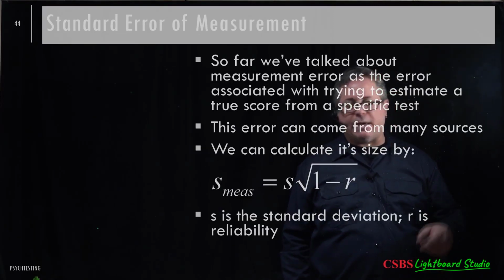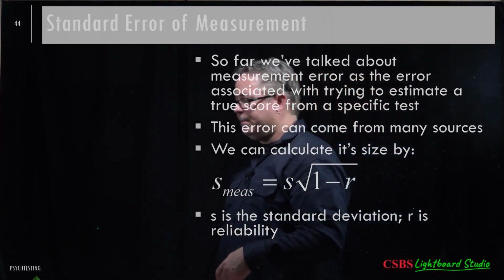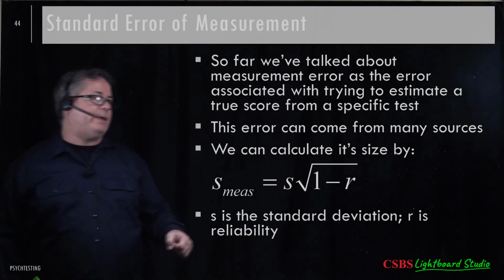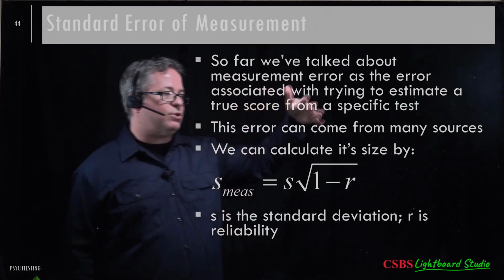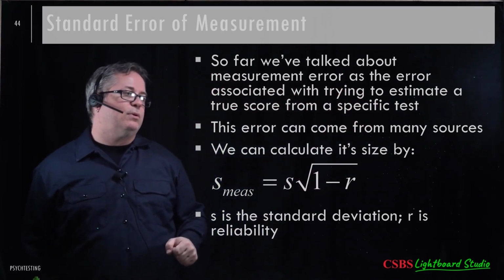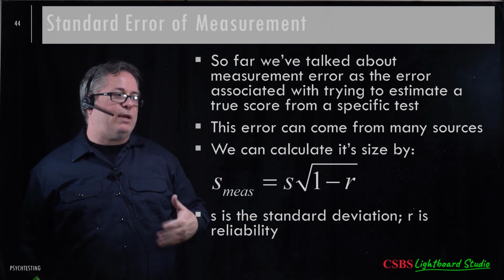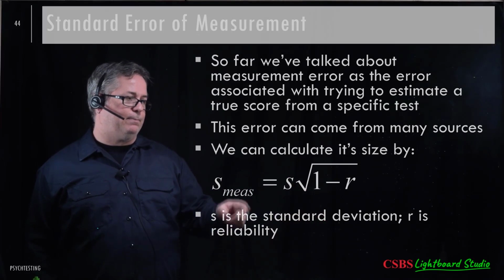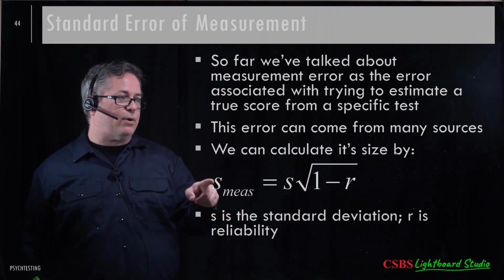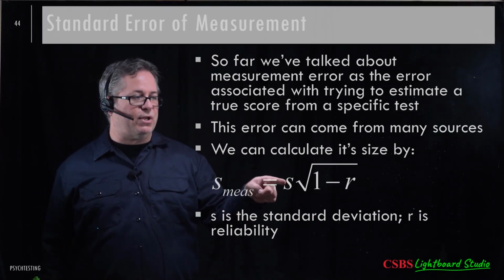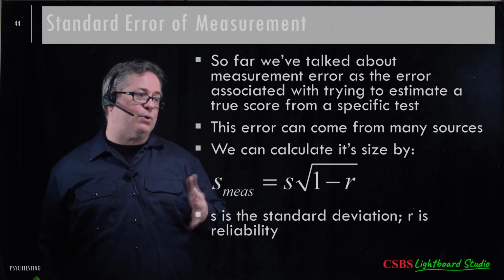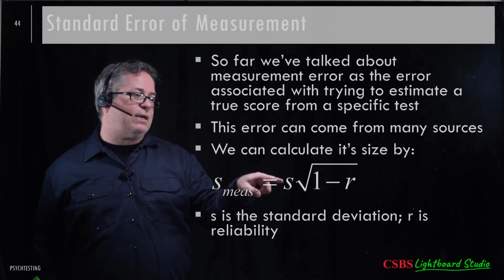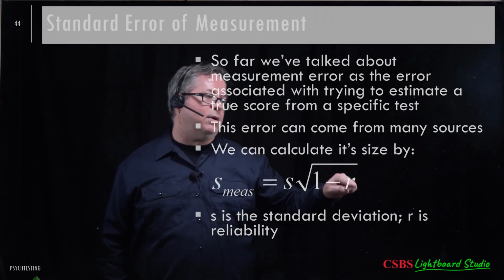So one of the things we talked about was error in these measures. How do we figure out a way to measure that error? So far we talked about measurement error as the error associated with trying to estimate the true score, and the error can come from many sources. Once we figure out the reliability, we can calculate the standard error of measurement, which is simply the standard deviation of the scale, the sum total of the depression items or whatever it is, times the square root of 1 minus the reliability.